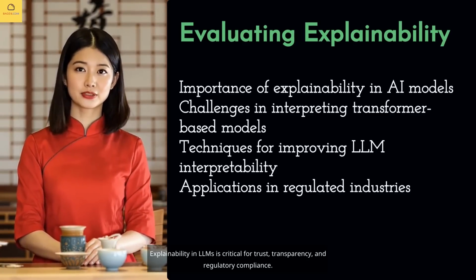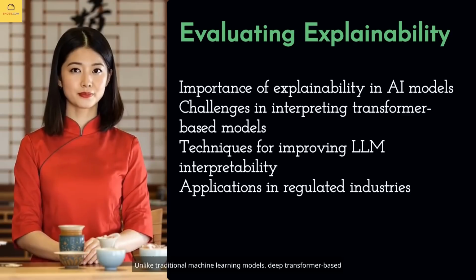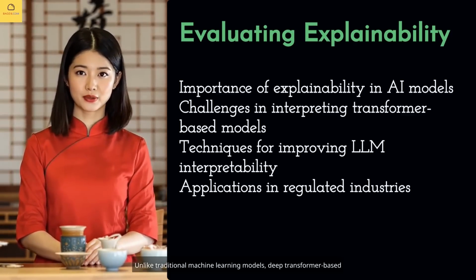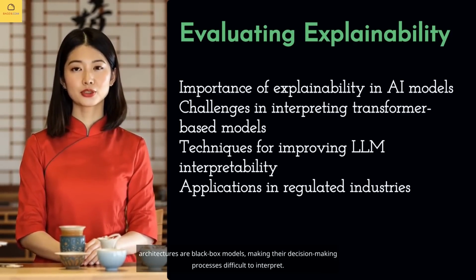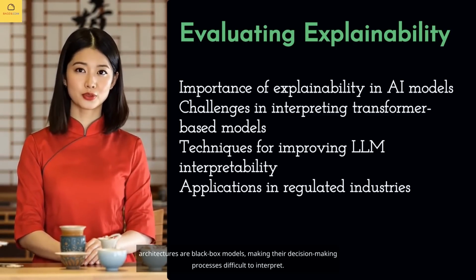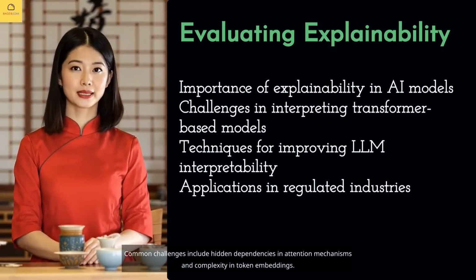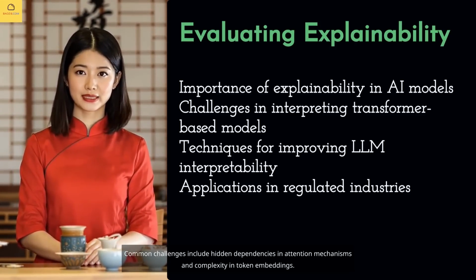Explainability in LLMs is critical for trust, transparency, and regulatory compliance. Unlike traditional machine learning models, deep transformer-based architectures are black box models, making their decision-making processes difficult to interpret. Common challenges include hidden dependencies in attention mechanisms and complexity in token embeddings.